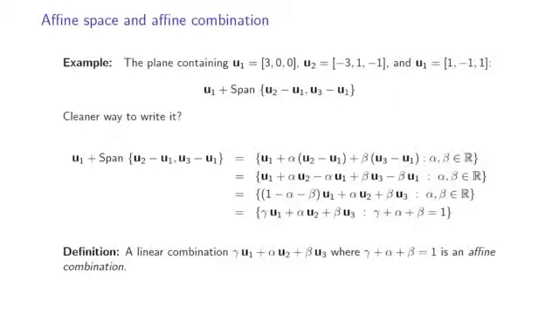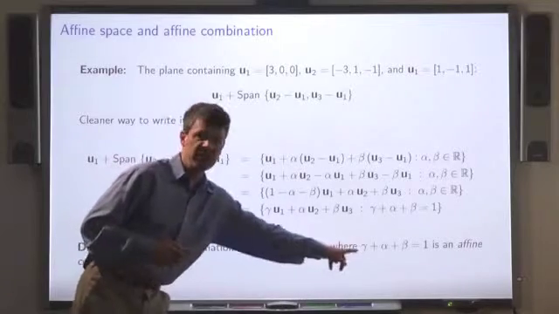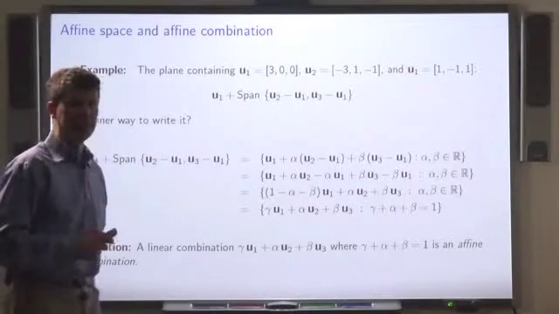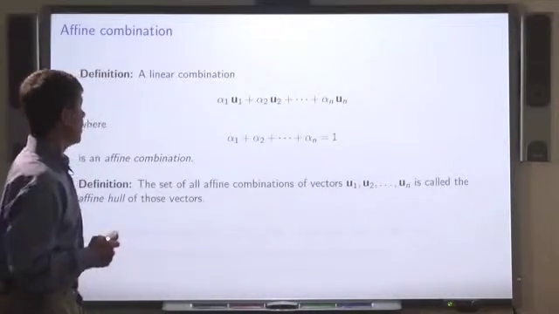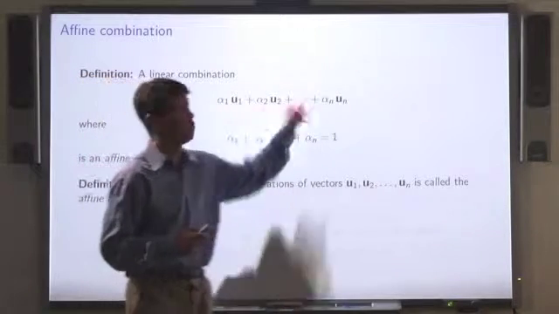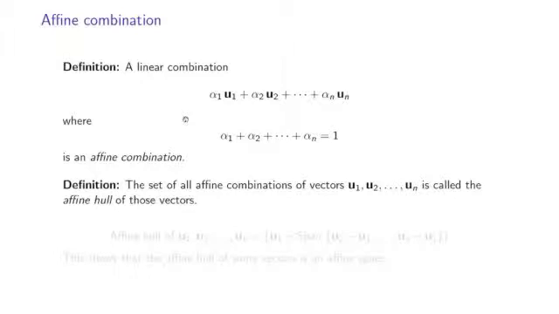So we call this linear combination, where the coefficients are required to sum to 1, an affine combination. More generally, if you have vectors u1 through un, a linear combination of those vectors is an affine combination if the coefficients sum to 1. And the set of all affine combinations of u1 through un is called the affine hull of those vectors.